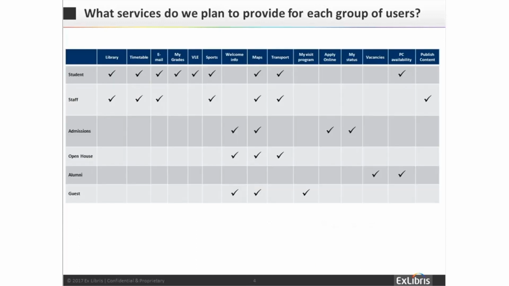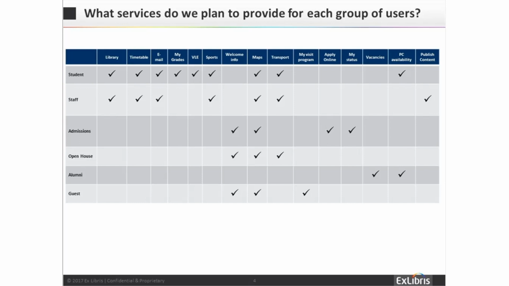So the starting point when it comes to designing the mobile application, of course, is to understand what your brand identity is and what your visual representation is going to be. But then the next thing that you need to do is to map out the services that you plan to provide for each group of users. And as you can see on the screen here, you have a number of different profiles: student, staff, admissions, open house, alumni, guest profiles, all of which can have one or more of the different functionalities that campusM is capable of supporting. So we see here a library integration, integration with the student's academic timetable. We can include emails, virtual learning environments, links to maps and transportation, so on and so forth.